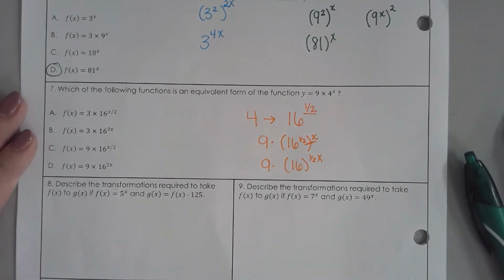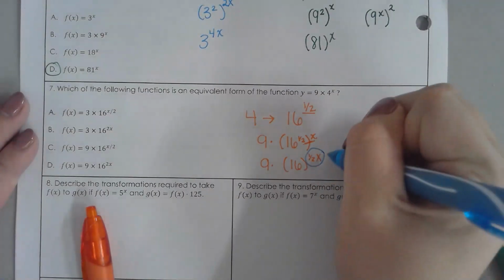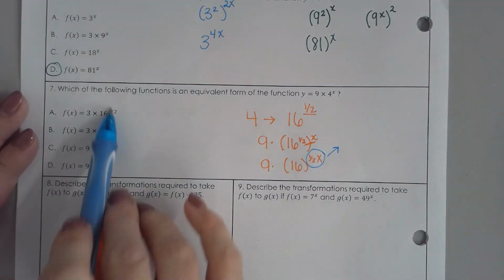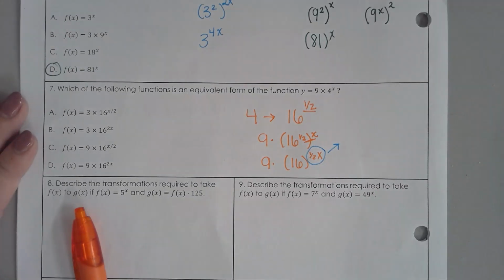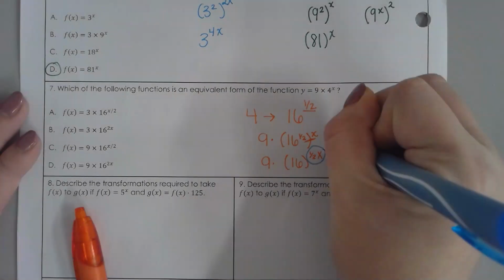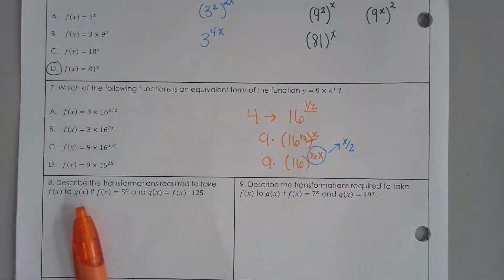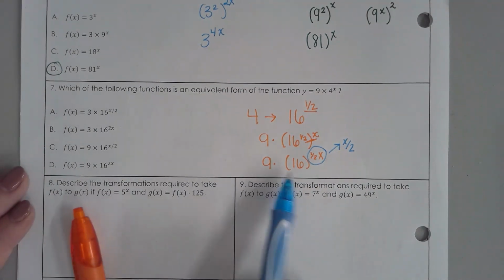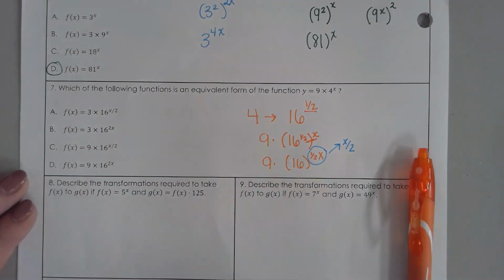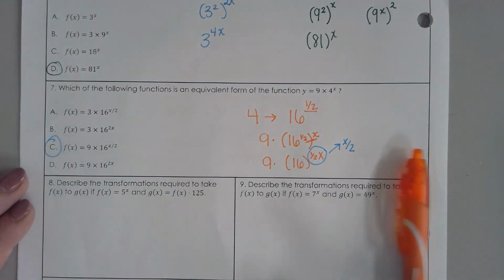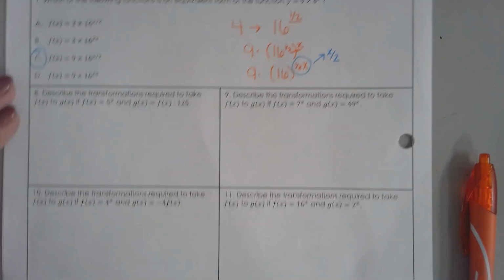I still don't see that exact option on there. But what is 1/2 x the same as? Like if I look at these. Yeah, x over 2. 1/2 times x is the same as x divided by 2. 1/2 times 10 is the same as 10 divided by 2. So those are just two different ways to write it. So 9 times 16 to the x over 2 is C.